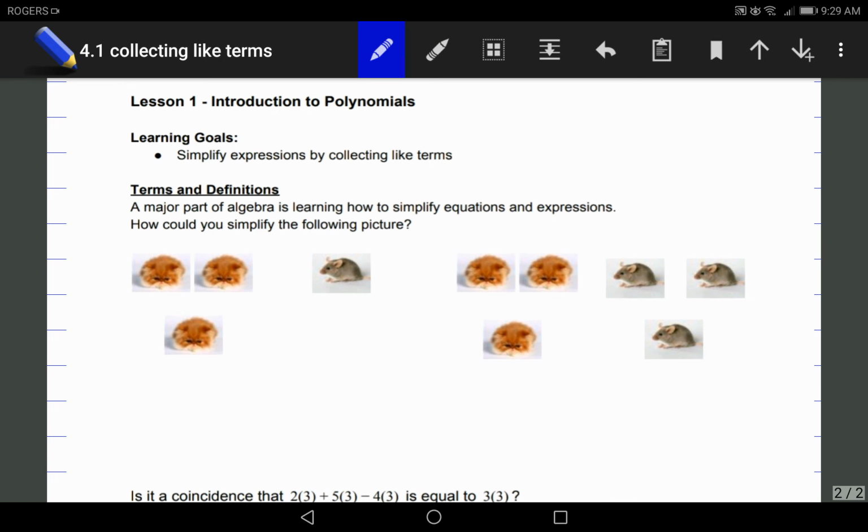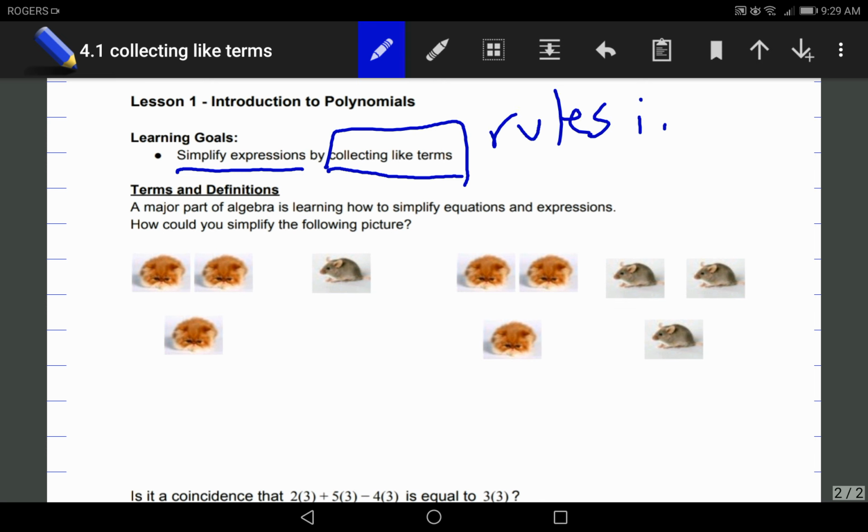I'm going to start very straightforward. So we're going to simplify expressions by doing something called collecting like terms. So collecting like terms is one of the rules in algebra. Okay, one of the rules that you have to follow if you're communicating mathematically. Okay, so for example, how could you simplify the following picture?